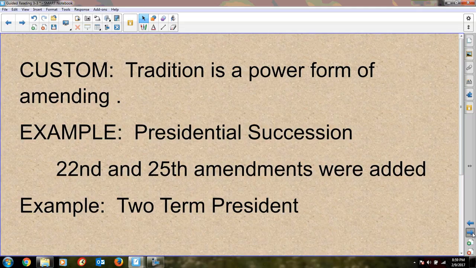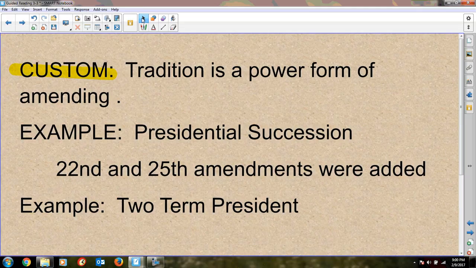Okay, the third way is what is called custom. Tradition is a powerful way of amending the Constitution. For example, presidential succession. For years, all the way up until Kennedy, it was never in the Constitution that the vice president would take over if the president dies. And what would happen if the president and the vice president were both killed? Then the Speaker of the House would take over. They actually have a list that goes down all the way to 30 officials. That came with the 22nd Amendment.